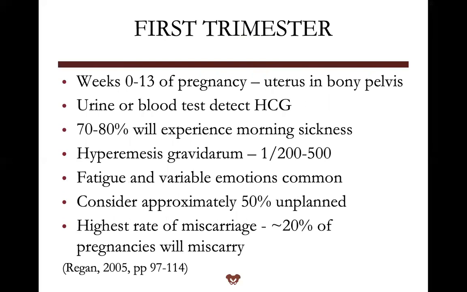So the first trimester is defined as weeks 0 to 13 of pregnancy, and one feature of each of the trimesters is the location of the uterus. So in the first trimester, the uterus is still housed very safely within the bony pelvis, and it gets a lot of protection there.